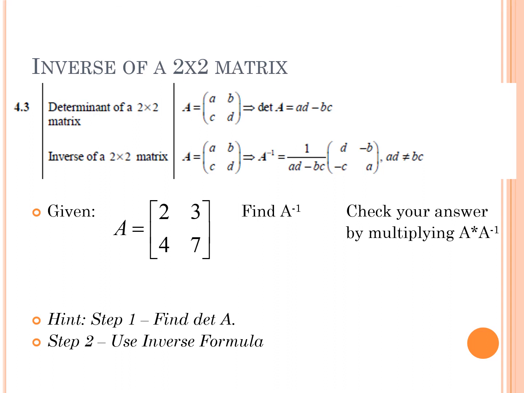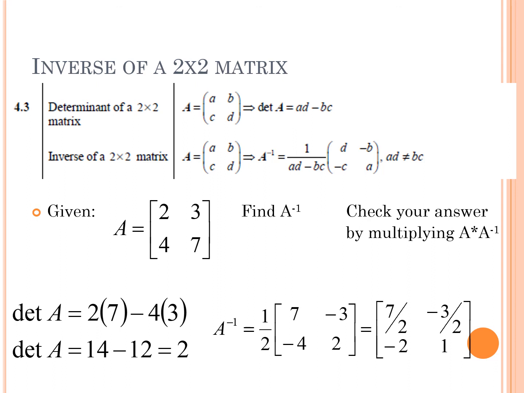So here we've got this matrix 2, 3, 4, 7. I'm going to walk you through this. So first we have to find the determinant, and then we have to use this inverse formula. So the determinant, again, that's 2 times 7 minus 4 times 3, and you end up getting 2. And then we're going to multiply that scalar of 1 over the determinant, or in this case 1/2, times how we've flipped or negated those entries. And we end up with an inverse of 7/2, -3/2, -2 and 1.